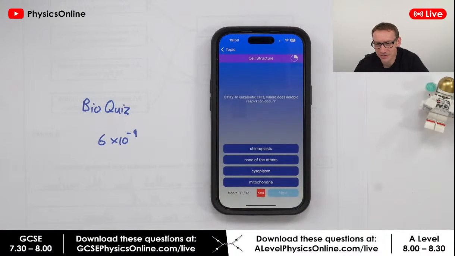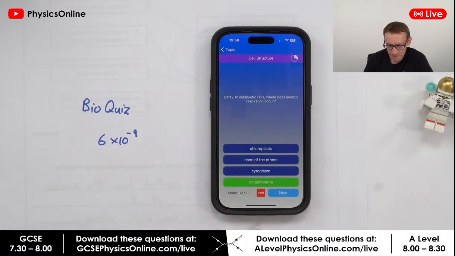Okay, I need to look up how I say this word again. Eukaryotic. Okay, in eukaryotic cells, where does aerobic respiration occur? Does that occur in the mitochondria? So where does the respiration occur? Respiration occurs in the mitochondria.